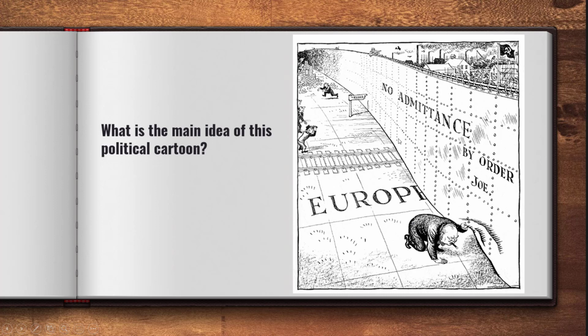And so the summary, or the "so what." That's what you're going to have to come up with as far as the main idea. I will tell you that Joe, you can probably figure that out. Joe would be Joseph Stalin. So nobody can come in. Joe says no. This guy peeking under the curtain, this is Winston Churchill. What do you think is the main idea of this cartoon?